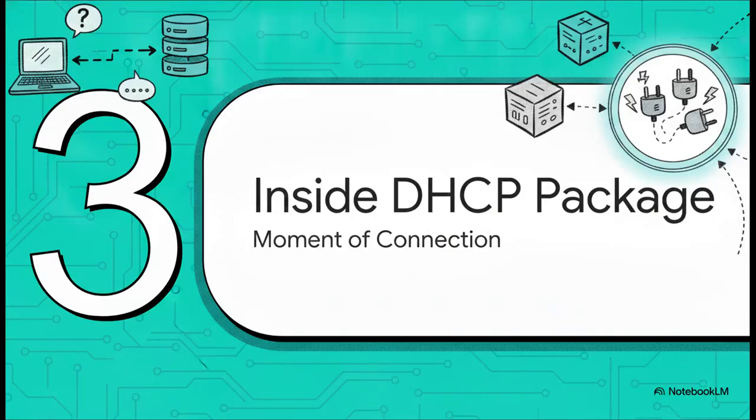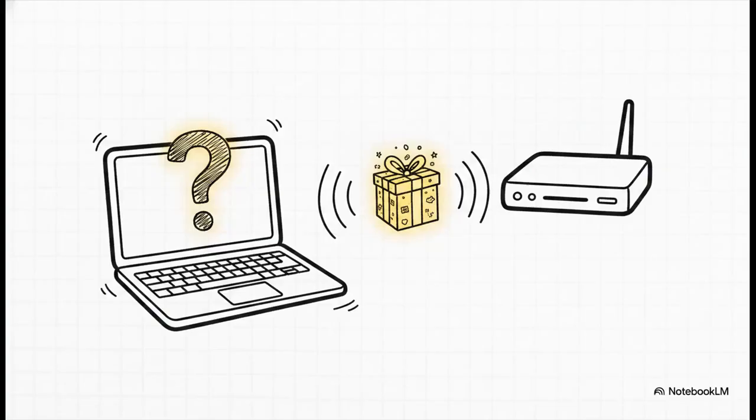All right, moving on to Section 3, inside the DHCP package. So what exactly is inside this configuration? What are these rules? Well, let's look at the exact moment of connection. The exact split second your device joins a Wi-Fi network, it essentially shouts out into the digital void, "Hey, I'm new here, I need my settings." And instantly, the router's built-in DHCP server replies by sending what's basically a digital gift box. It's a ready-made package of information sent directly to your device over the air.